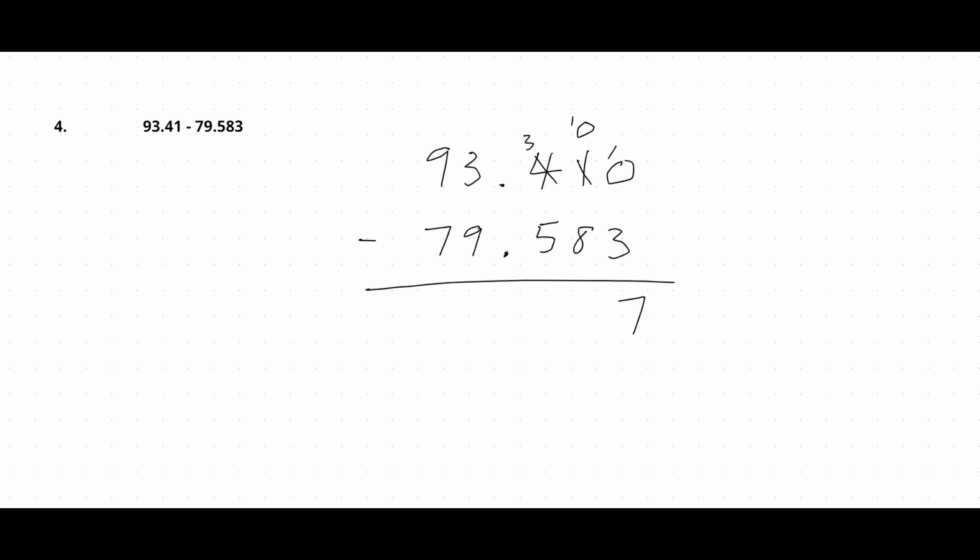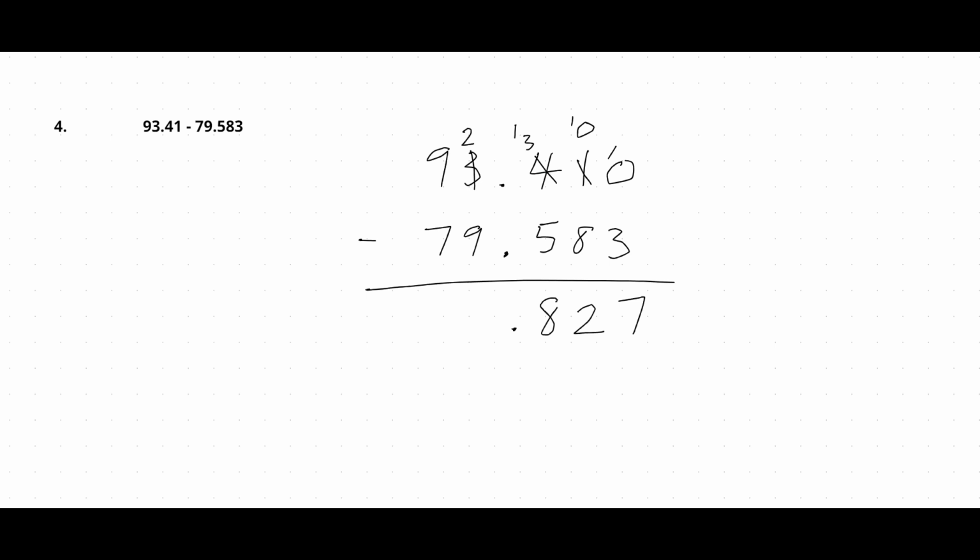Can we take 5 from 3? No. So we need to borrow from this 3, which would leave 2. Then we carry the 1 right there. Then we say 5 from 13, that will leave us with 8. Good. Then we put back our decimal point.